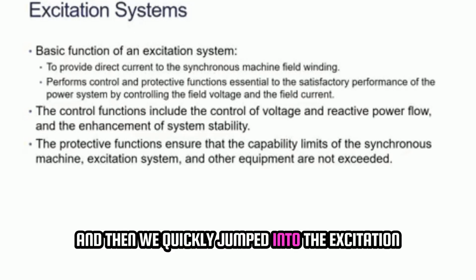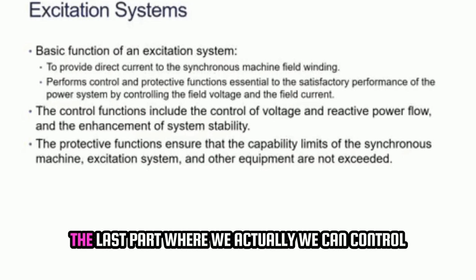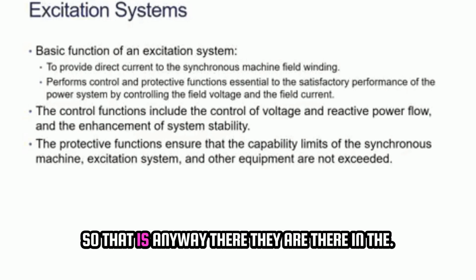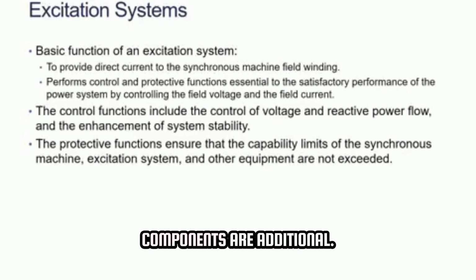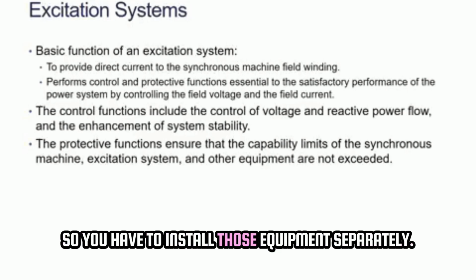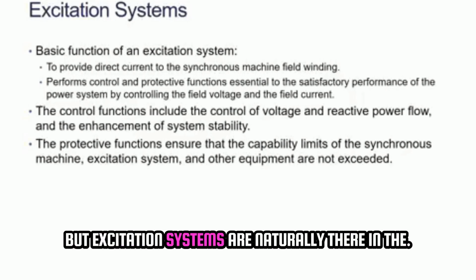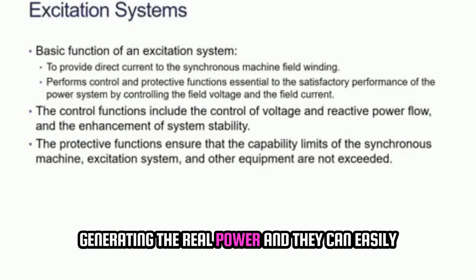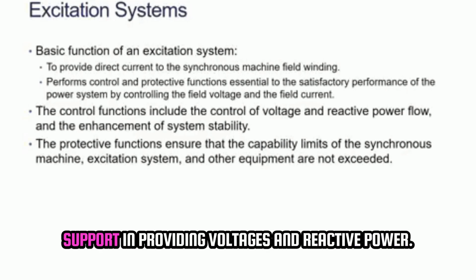Then we quickly jumped into the excitation systems, which is the last part, where we can control the voltage by changing the voltage set point of the synchronous generator. Those are anyway there in the network, and all the rest of the components are additional. The rest are not there naturally, so you have to install that equipment separately. But excitation systems are naturally there in the power system, because synchronous generators are generating the real power, and they can easily support in providing voltages and reactive power.